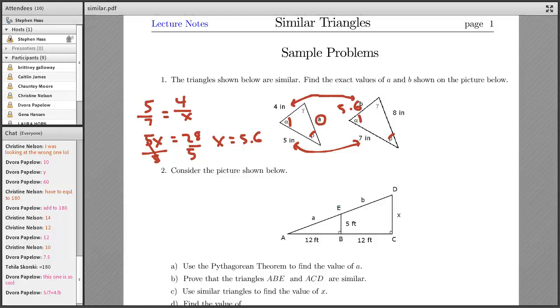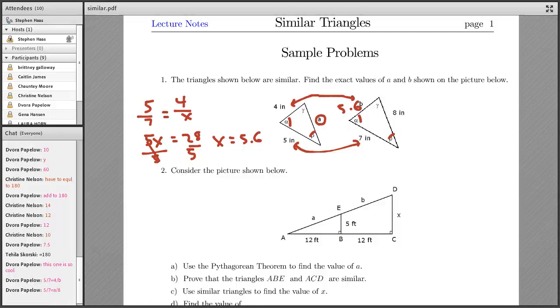How would we figure that out? Same way. Same exact way. We could either use the 4 and the 5.6 ratio, or we could use the 5 and the 7 ratio. It's the same ratio, obviously. But let's use the 5 and the 7. It's a little cleaner. So 5 is to 7 as what?